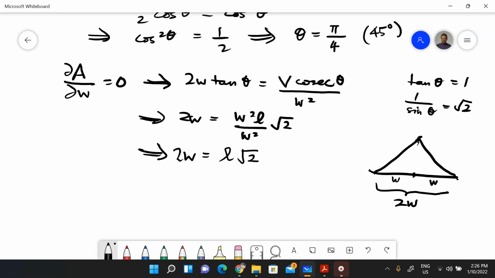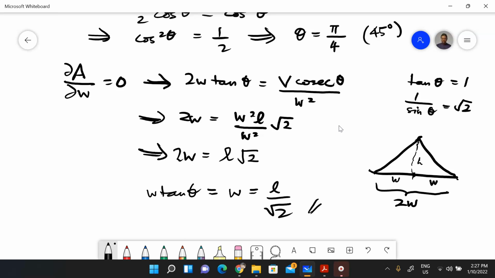One could also measure the height if you want. The height given here, if you recall from the earlier, is given by W tangent theta, but this is just simply equal to W. So I think that's it for this particular example of how to use partial derivatives to do an extremization kind of problem, or in this case it's minimization.